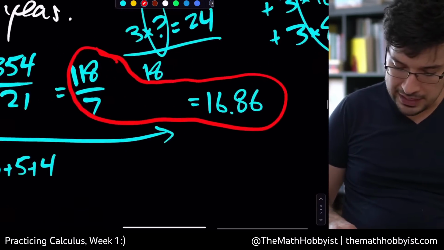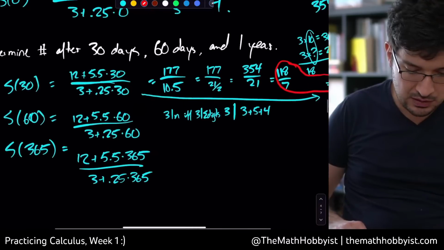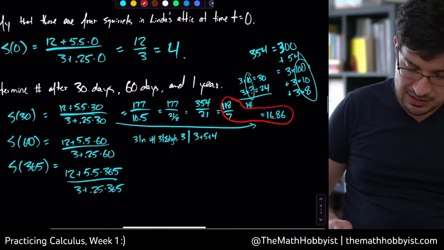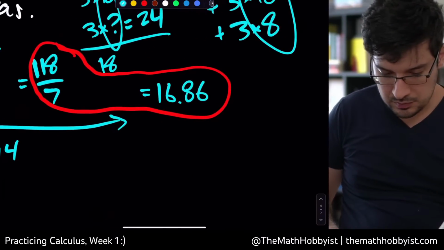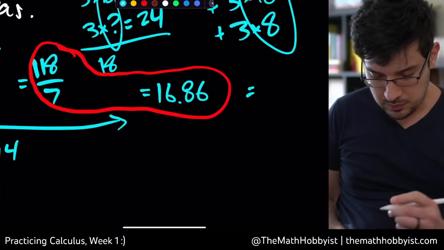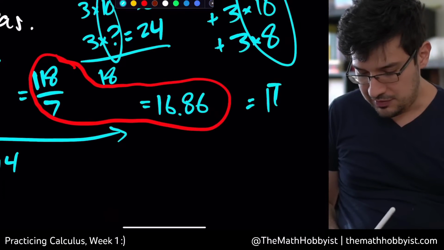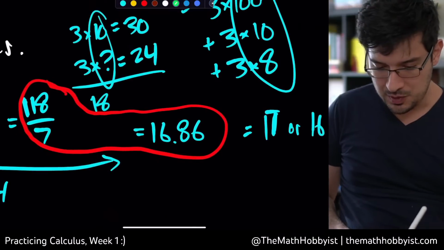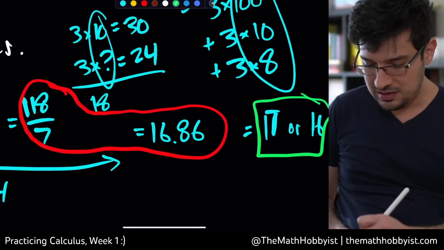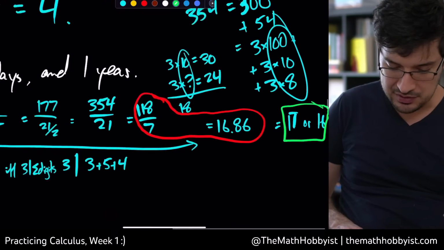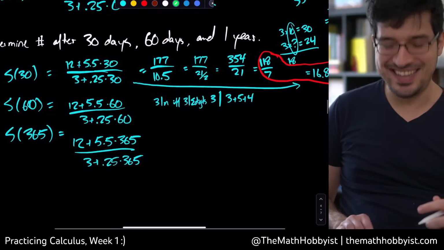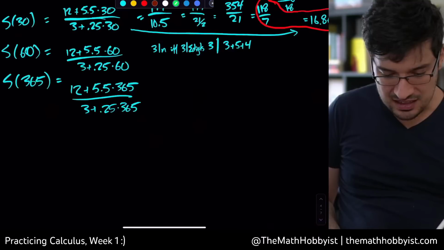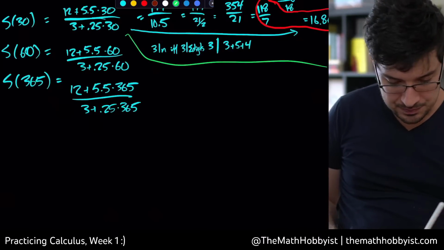Of course, we can't have 0.86. We can't have a fraction of a squirrel. So maybe an even better answer would be 17, or 16. Maybe that's even the more correct technical answer. Probably 17, but maybe 16. Okay, anyways, we're getting off track. Let's do the next part.